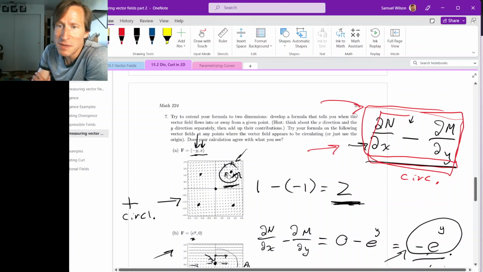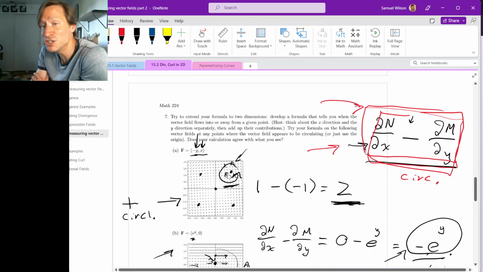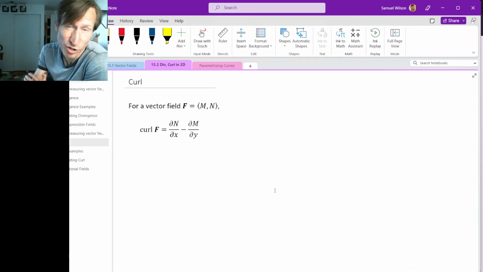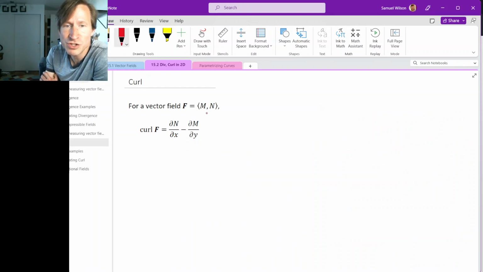So as you can imagine, this is an interesting quantity in many situations involving vector fields, and so we'll give this quantity a name. Circulation would be a perfectly good name, except it's too many syllables for mathematicians or something. So instead of calling it circulation, it gets called curl. So if we have a two-dimensional vector field m comma n, the curl of that vector field is exactly what we came up with before, partial n partial x minus partial m partial y.